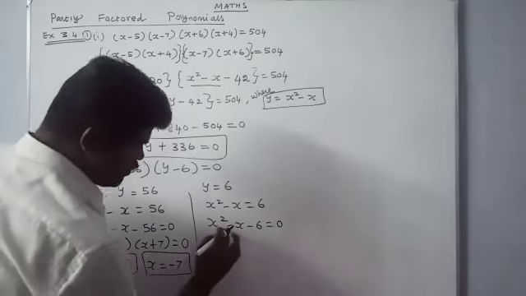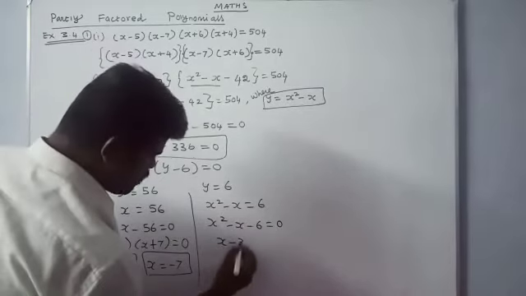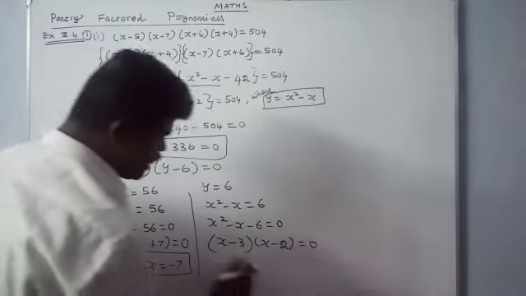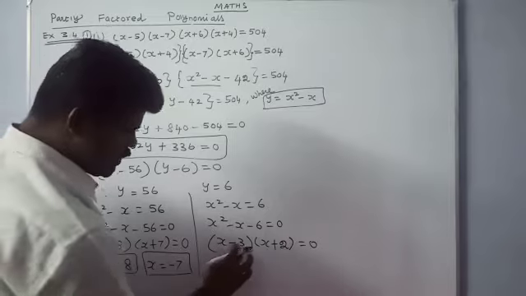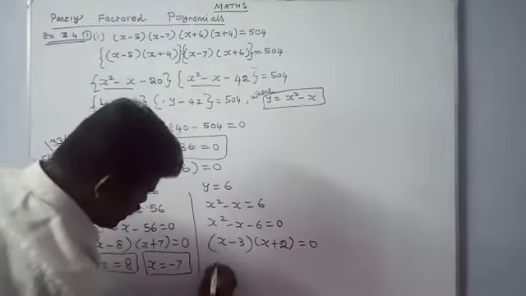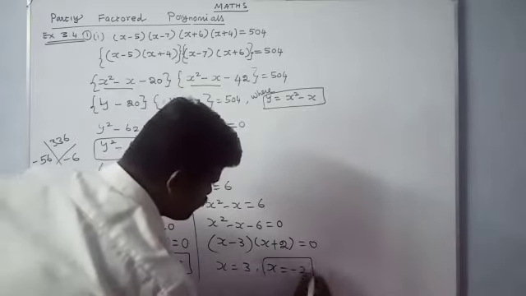Here x² − x means the sum of the roots and the product of the roots. (x − 3)(x + 2) = 0, because the product is −6, and subtracting these two, −3 plus 2 means −1. So here x = 3, x = −2.